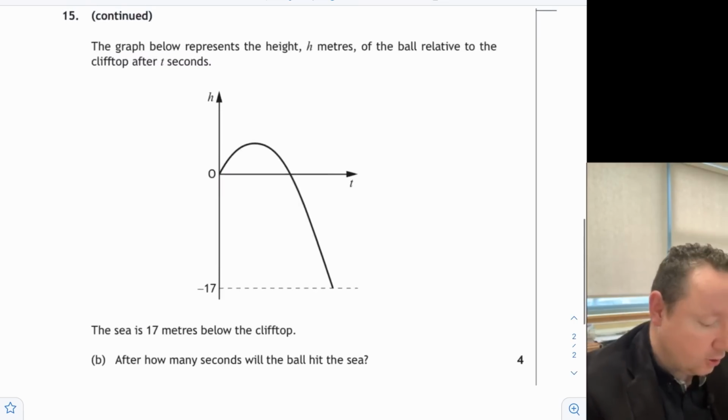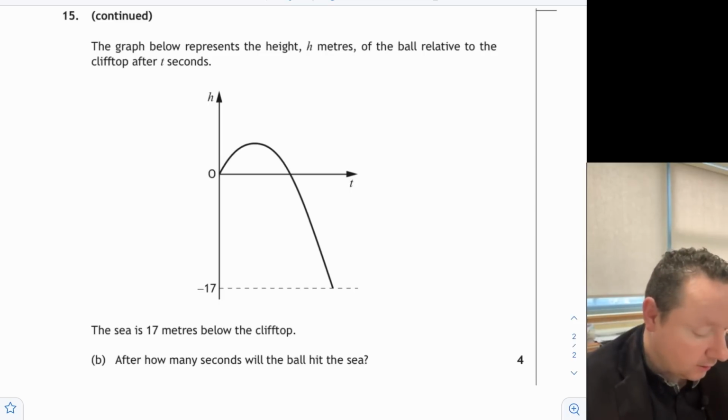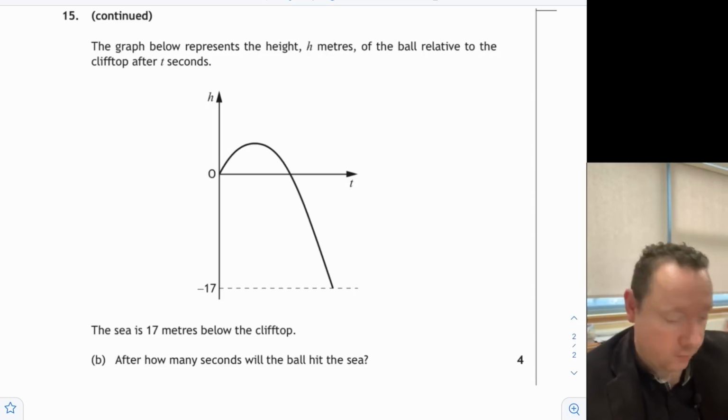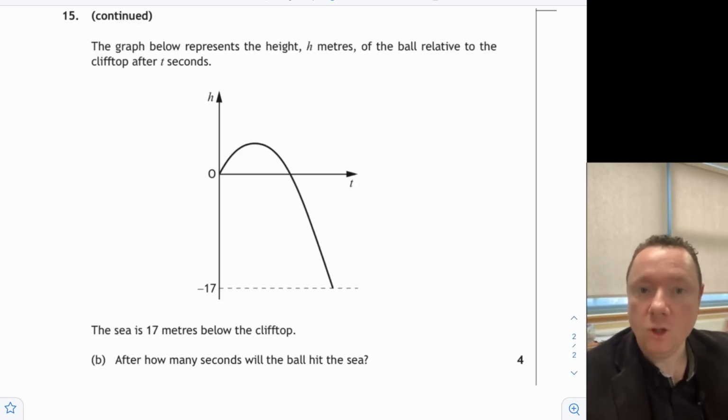Then part B, continued. The graph below represents the height of the ball relative to the cliff top after t seconds. It says the sea is 17 metres above the cliff top. After how many seconds will the ball hit the sea? Have a look, see if you can solve that.